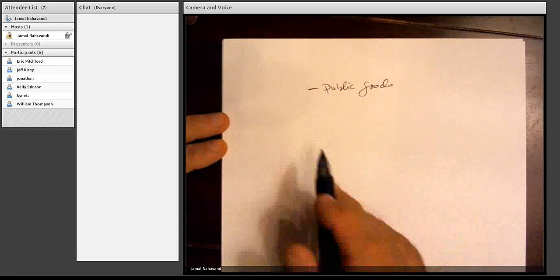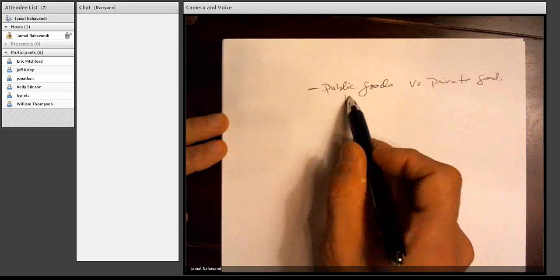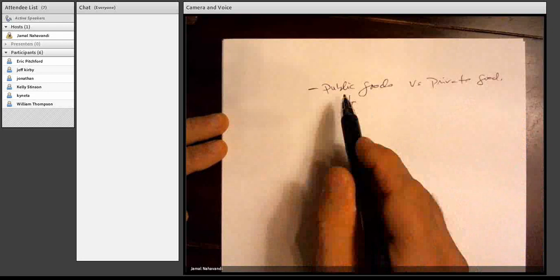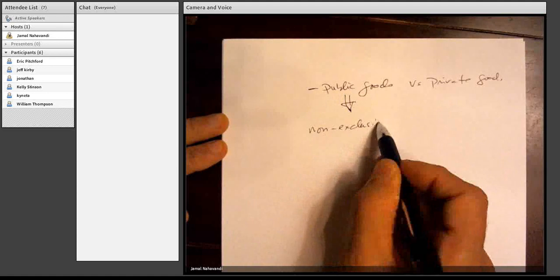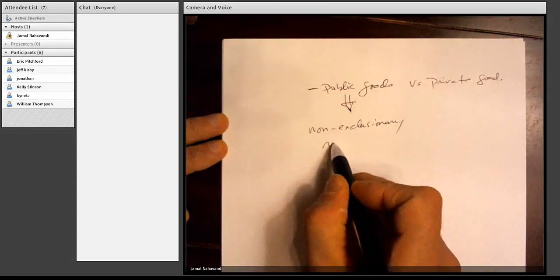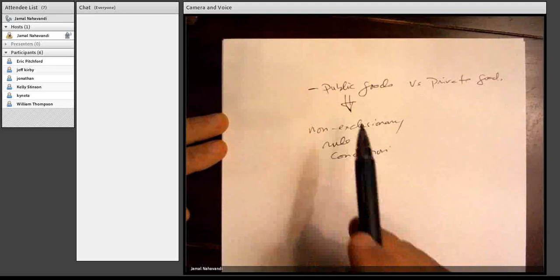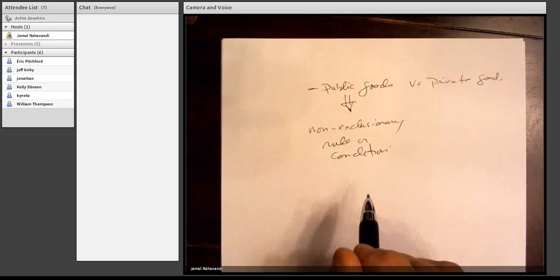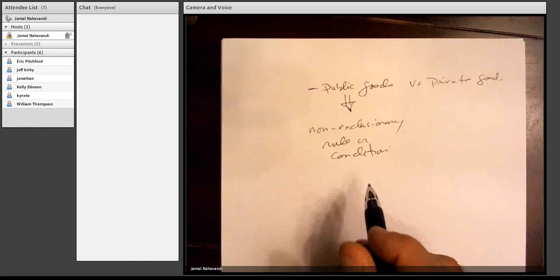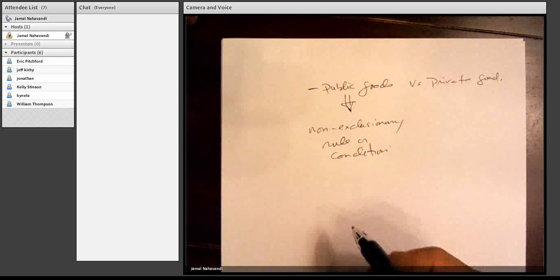Okay, this is public goods versus private goods. When is a good a public good? One of the characteristics that a good has to have is a non-exclusionary rule or condition, which means that once the product is produced, I cannot exclude anybody from access, such as a public park, such as good quality air or quality water, or fire protection. Once I protect one home, I end up protecting all the homes around it, etc., etc.